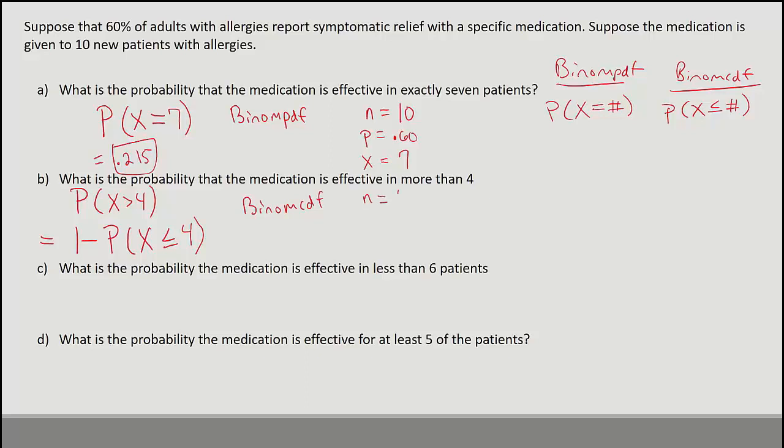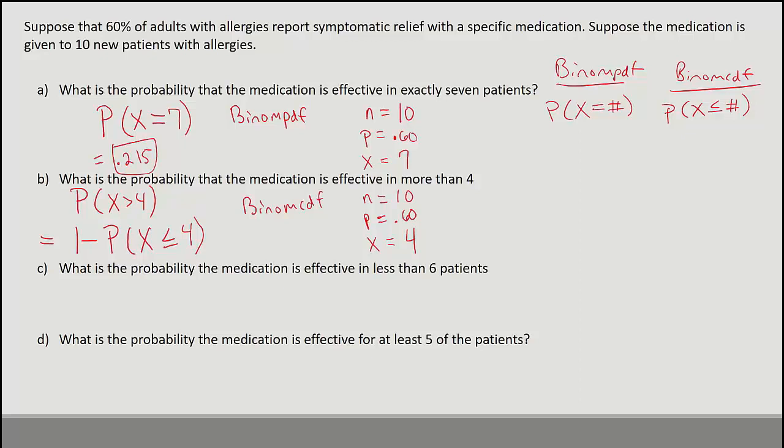Where n is still 10. Same scenario, still 10 trials. P is still 0.60. In fact, for all of these problems, the n and the p won't change if we're working with the same information. But now, what's our x? Our x is the number of successes. Just simply go to your parentheses. We've got a 4 in that parentheses there. All right, our x is going to be 4.